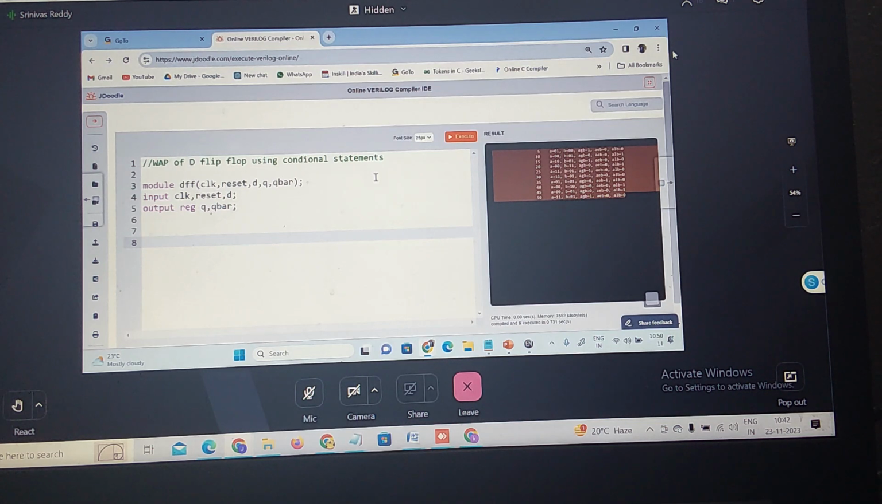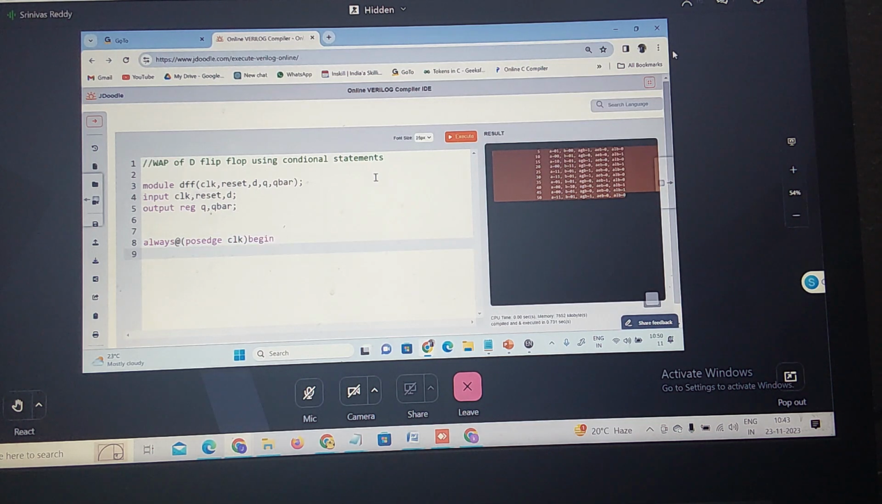So procedural blocks, always at the rate. Now I should write the event. Correct. What event should I write? Whenever the rising edge comes, Q follows the D. But I need to write a condition that if reset is equal to 1, Q follows the 0. So always at the rate of what edge? What is the keyword for this? It is posedge, passage of the clock. This is the event I am writing.